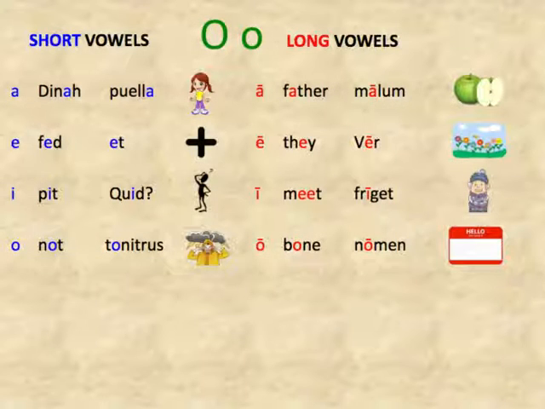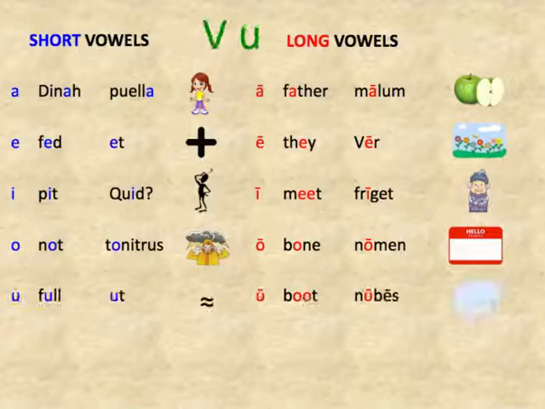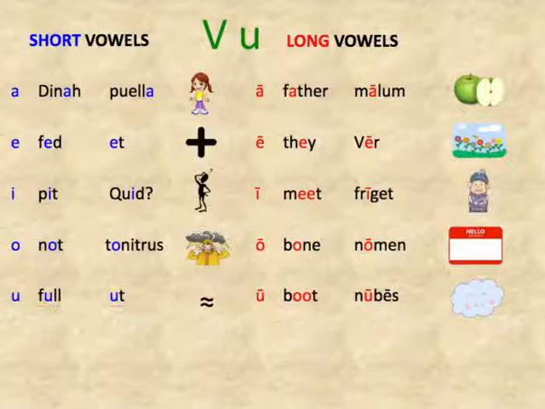O, not, tonitrus. O, bone, nomen. U, full, ut. U, boot, nubes.